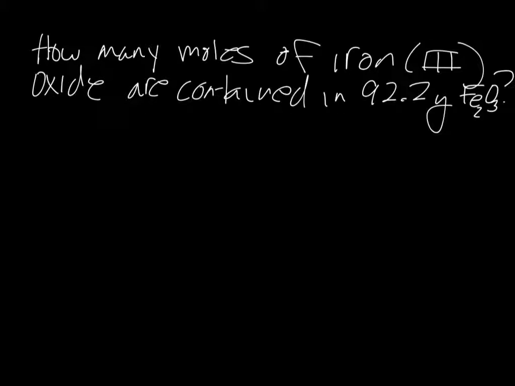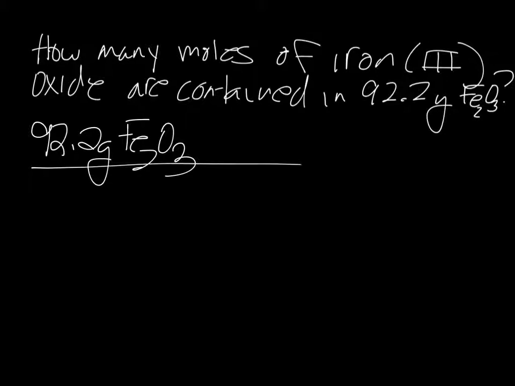Okay, our second type of problem here is we want to figure out how many moles when we are given a gram quantity. So nothing new under the sun. I'm still going to write down what I know. Alright, in this case we have how many moles of iron 3 oxide, which is rust, are contained in 92.2 grams of Fe2O3. So again, I'm going to write down what I know. I know that I have 92.2 grams of Fe2O3.